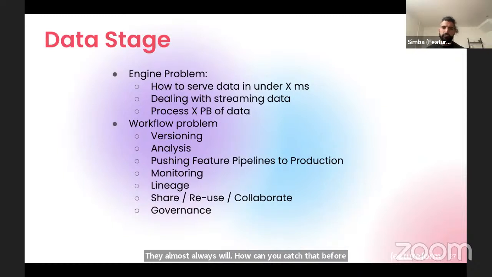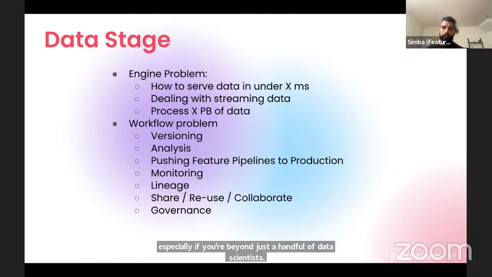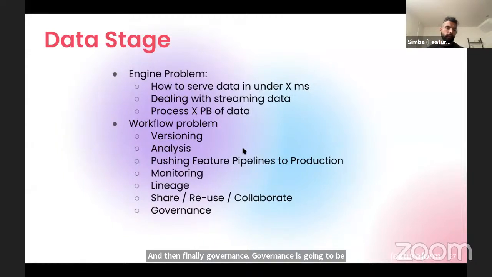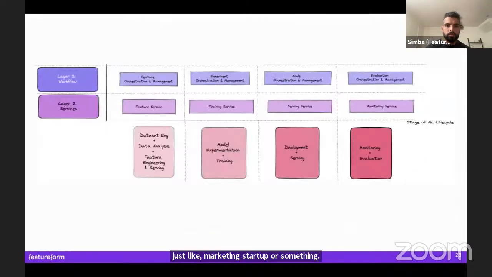Lineage. So you look at a training set, you can understand what it is. Sharing, reuse, collaboration is going to be really important, especially if you're beyond just a handful of data scientists. And then finally, governance. Governance is going to be either extremely important if you work at like a major financial institution or health institution, or it could just not matter if you're just like a marketing startup or something. So these are the two parts of the data stage. And that's, again, the leftmost column here.